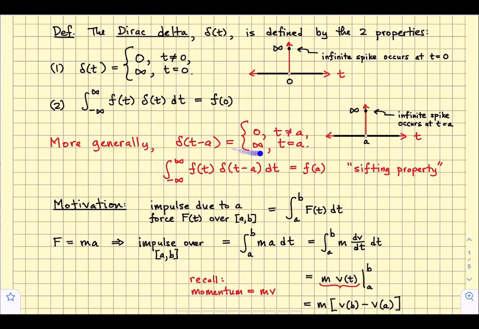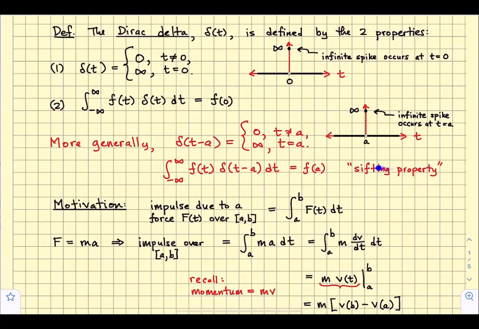And then secondly, if you shift the Dirac delta, property two is still in play, which means if you take a delta whose spike occurs at a, multiply it by a function and integrate, you're going to pick up the function's value at the time where the spike occurs. So here the spike occurred at 0, so we picked up f of 0 as a result of the multiplication and integration. And here the spike occurs at a, so when we multiply by f of t and integrate, we're going to pick up f of a.